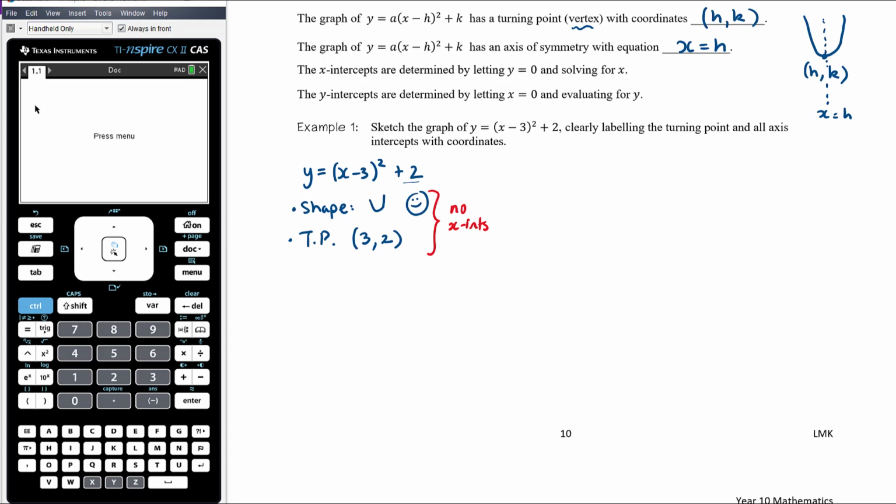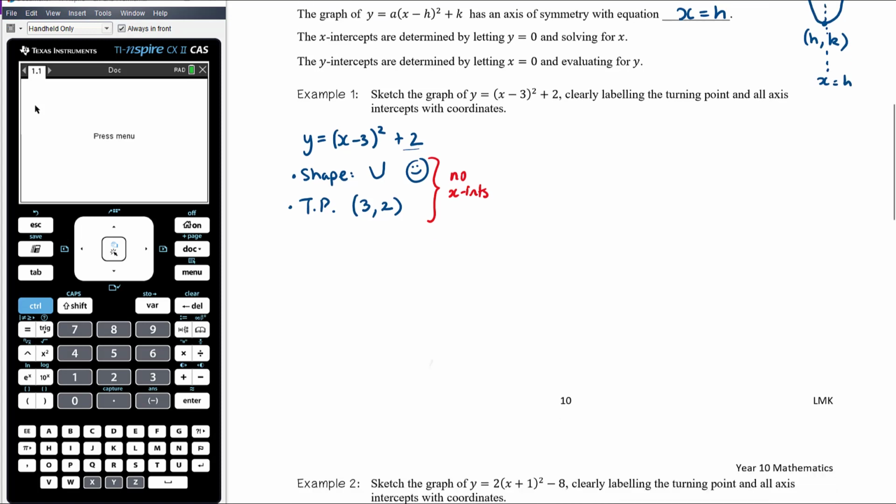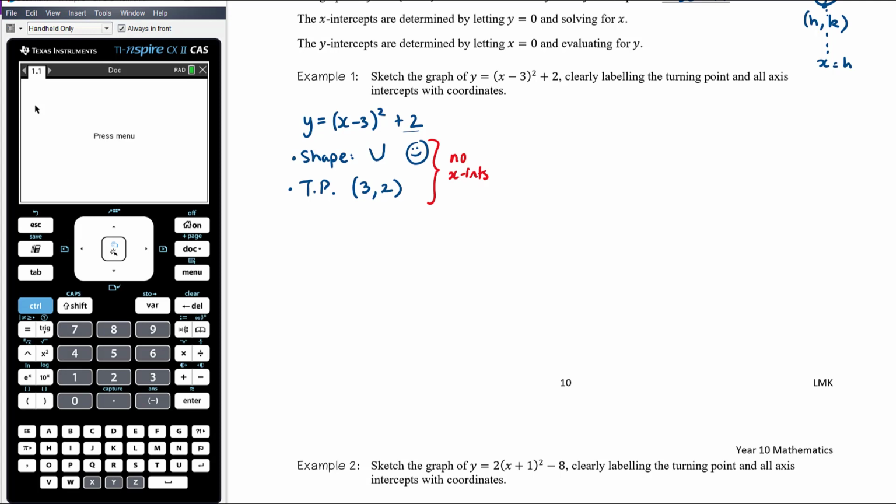You should only be trying to calculate x-intercepts if there are going to be x-intercepts. If you get to a point where you've tried to solve an equation that doesn't have any solutions, you should have, if your equation was in turning point form, been able to recognise that earlier. So no x-intercept, so we just need to calculate the y-intercept. So for the y-intercept, we let x equal 0.